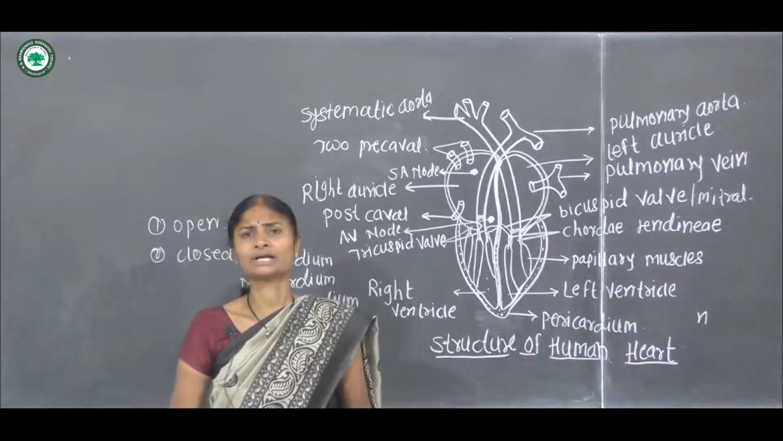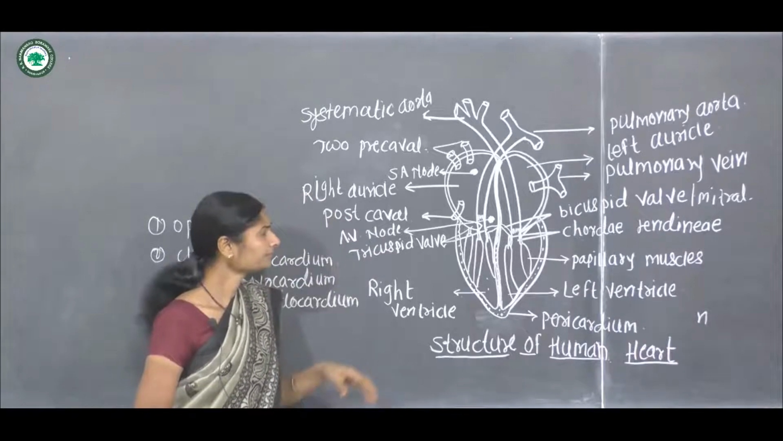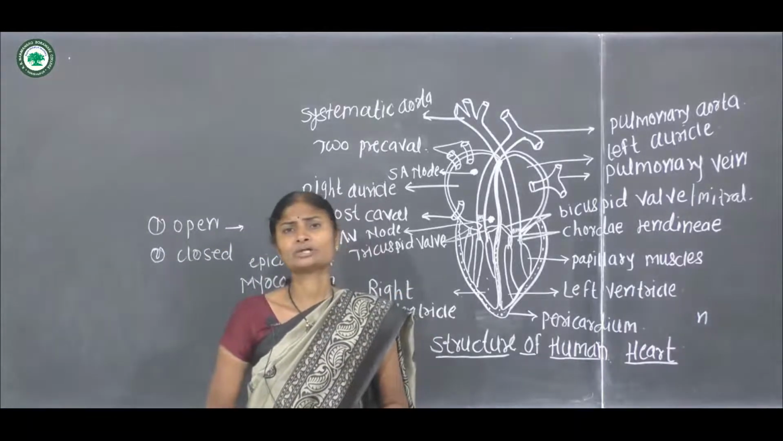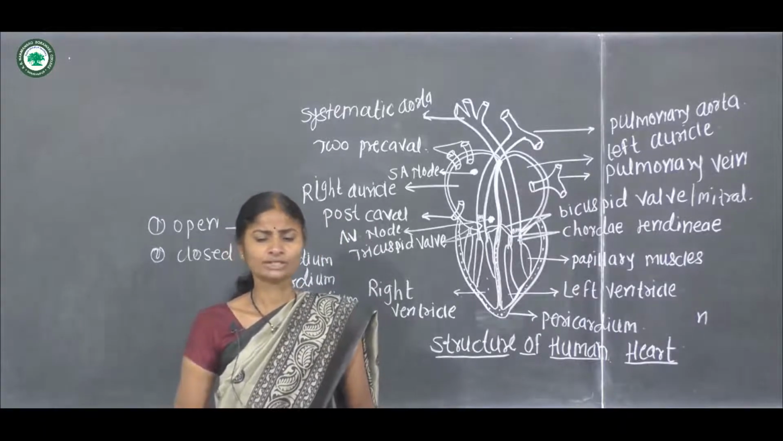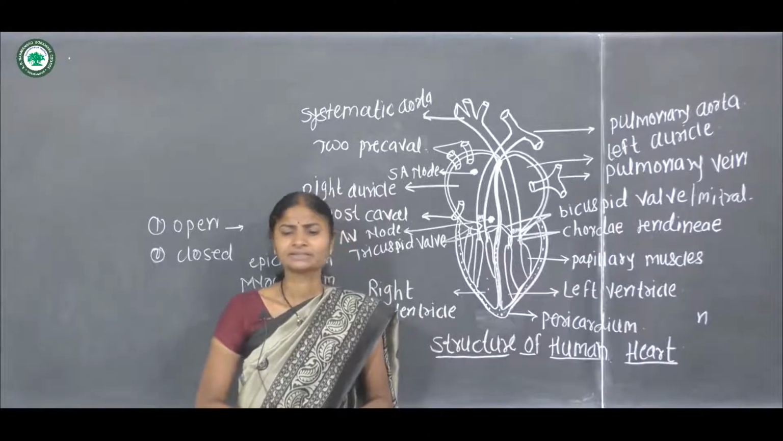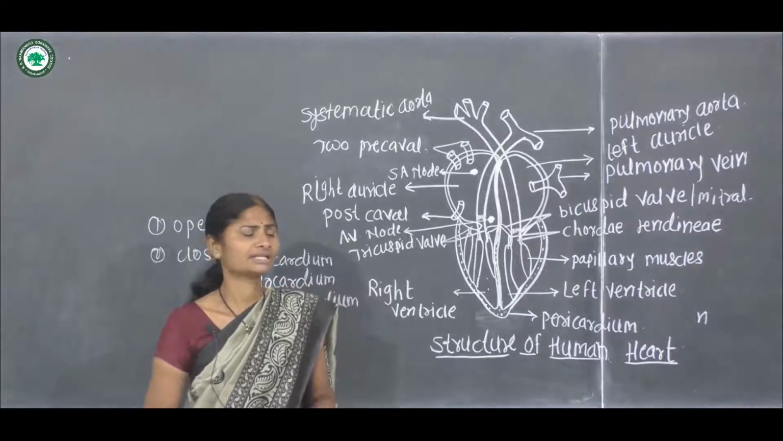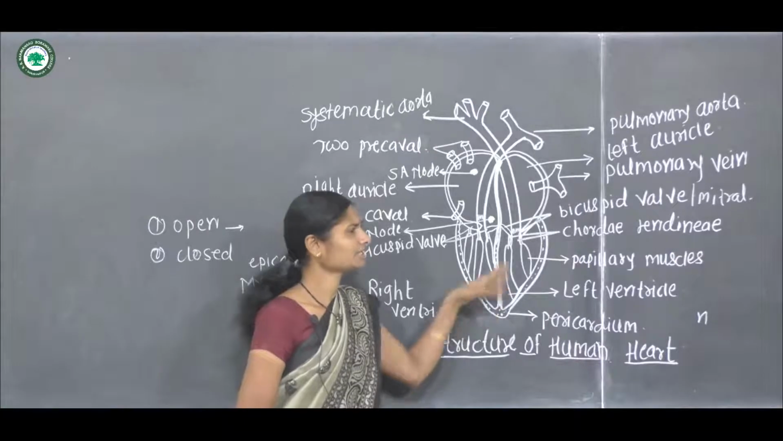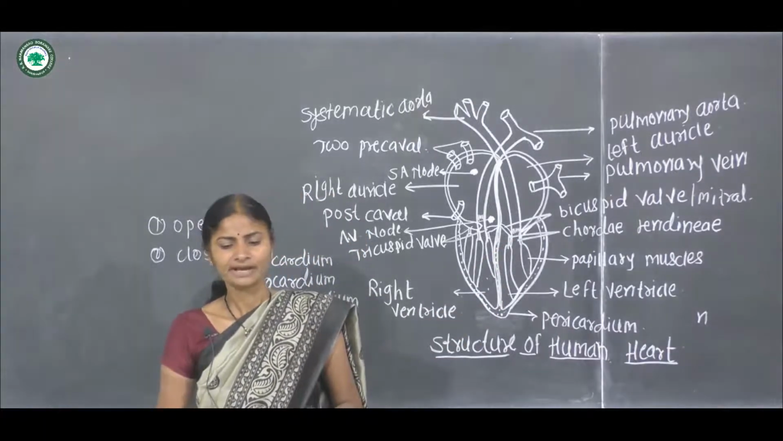The heart muscles are supplied by a special type of circulation called coronary circulation. In human beings, oxygenated and deoxygenated blood do not mix with each other and remain separate. The right half of the heart is concerned with deoxygenated blood, and the left half is concerned with oxygenated blood.